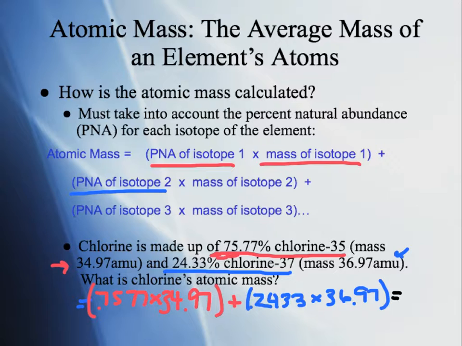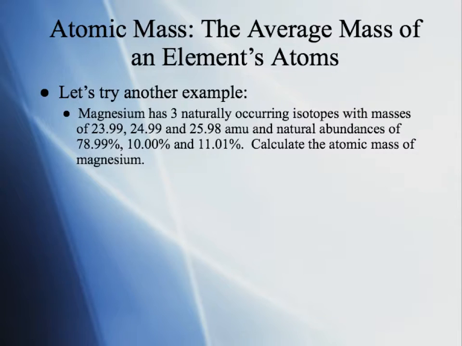When we do that math and add those two together, we will get the atomic mass for chlorine, which is 35.45 AMU, atomic mass units. So that's how we get the number that's on the periodic table, that average mass of the element, which is what we call the atomic mass. So let's try one more example together.